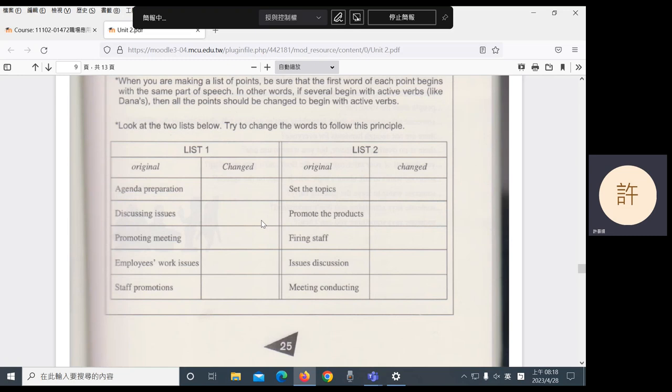Okay, I noticed that there are actually three kinds of language. One is noun plus noun, the other is gerund plus noun, 动名词加名词. The third one is verb plus noun, 动词原形加名词. So we should use this one, simple verb plus noun, 原形动词加名词. So please change all of the others to this kind of language.